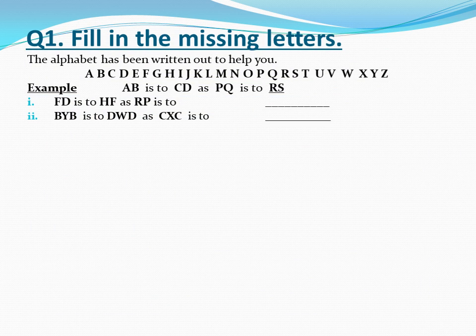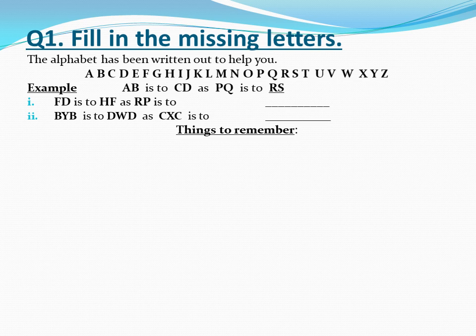The alphabet has been written out to help you. You are given the alphabet. An example is also given. AB is to CD as PQ is to RS. The first part of the question is FT is to HF as RP is to. And the second part is BYB is to DWD as CXC is to.